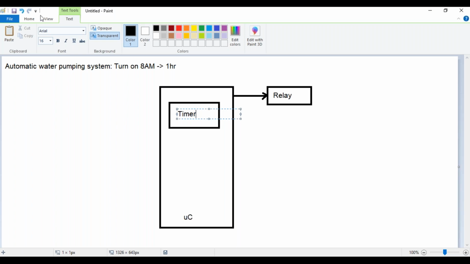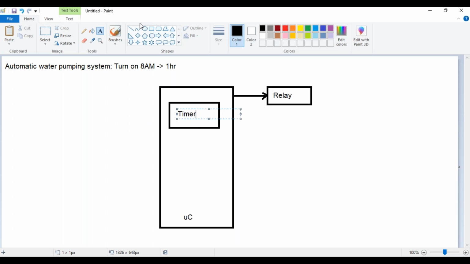Now, what you have to do is provide the timer. The timer is counting the time. When it is 8 a.m., the microcontroller will instruct the relay to turn on the pump. And after a duration of 1 hour, again the microcontroller will instruct the relay to turn it off. So what we have tried designing is an automatic water pumping system.